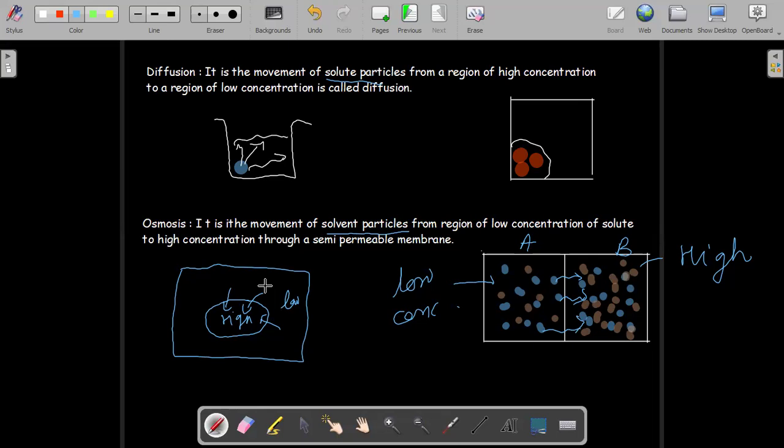In the diffusion process, it is the movement of solute particles, whereas in the osmosis process, it is the movement of solvent particles. Got it? In some books, you may find osmosis defined like this: it is the movement of water from its region of high concentration to low concentration. But when they are writing this, they are referring to the concentration of water and not the concentration of the solute.